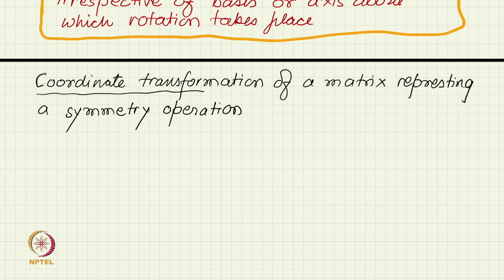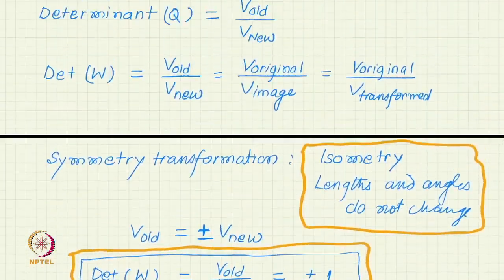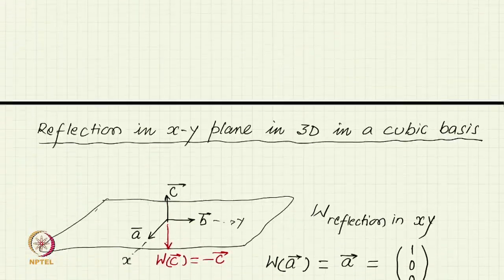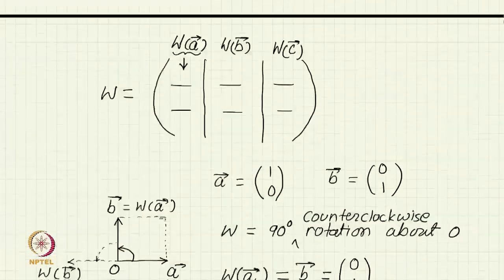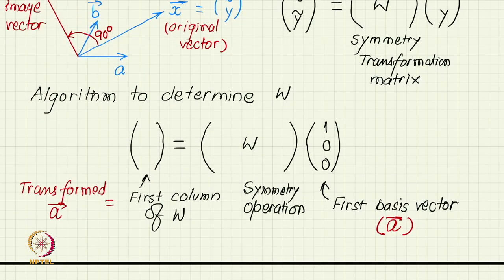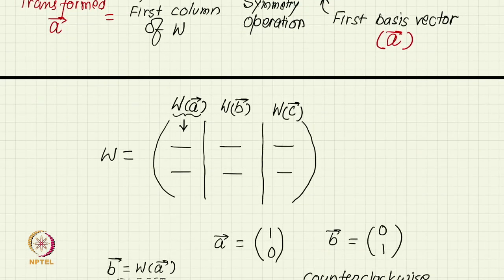Let us now look at this. We have seen that we are given any basis. Look at the algorithm of our setting up of the transformation matrix, that given any basis, because all these are in some basis.